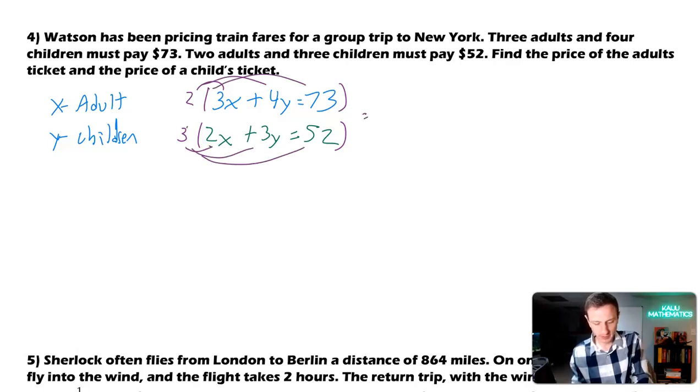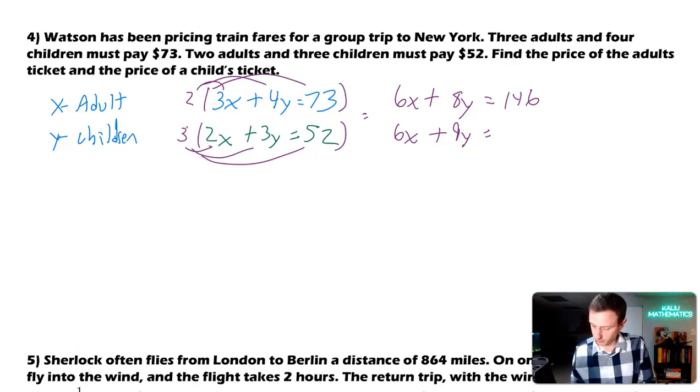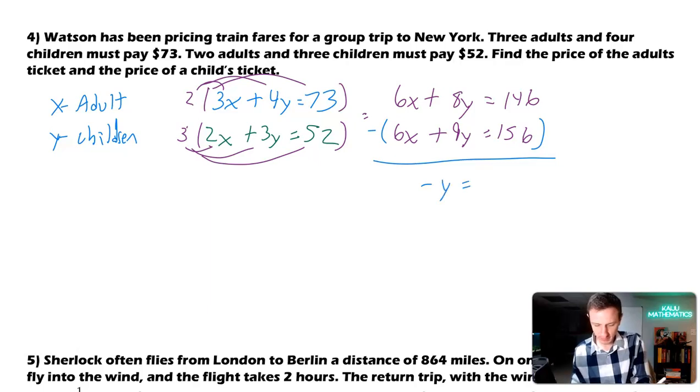So this is going to be 6x plus 8y equals, I do not want to make any sort of errors here, 146. 6x on the bottom plus 9y equals 52 times 3, should be 156, yep, 156. Now we have the same x's, so I'm going to subtract here. 6 minus 6 is 0, 8 minus 9 is negative 1y, equals 146 minus 156 is negative 10. And then that's going to give us y equals positive 10, because we just divide by negative 1. So we get y equals positive 10.